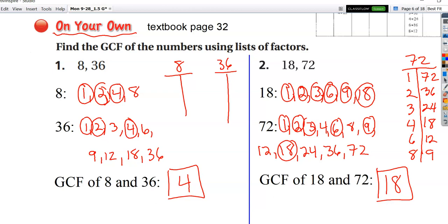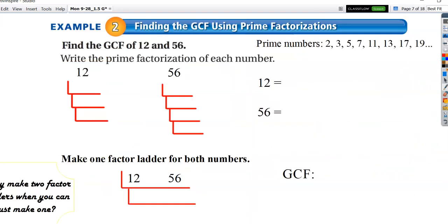Okay, so making lists, that's a lot of work. So I'm going to show you another method that you can use. This method is the prime factoring ladders that we did last week. And so here's the idea, right? You have to have your list of prime numbers before you start your prime factor ladder. And notice I have a factor ladder for both 12 and 56.